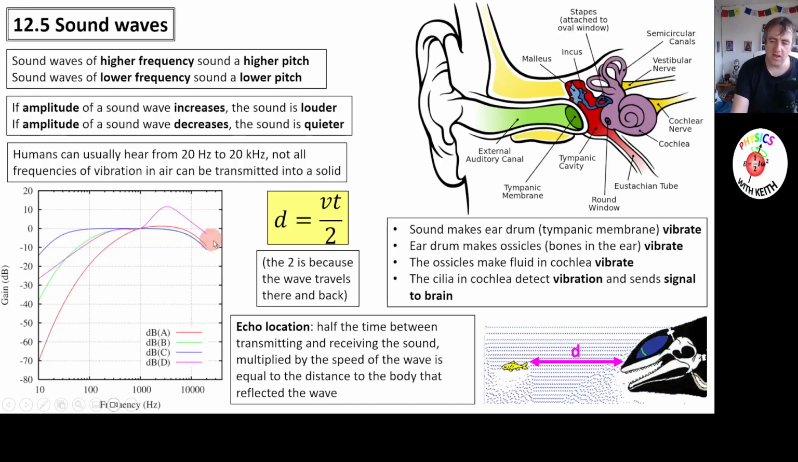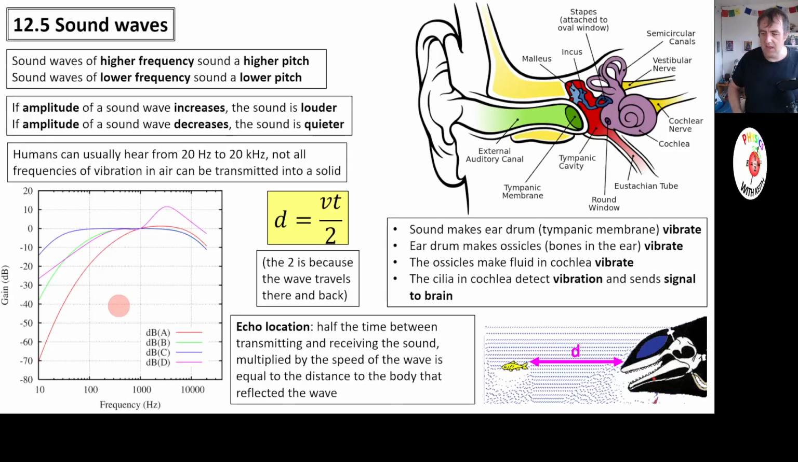But yeah, we can't hear above about 20,000 hertz. It drops off very quickly. We can't hear below about 20 hertz. It drops off too quickly. Below about negative 40, negative 50 decibels of loudness, we can't really hear it. So that's our hearing response.